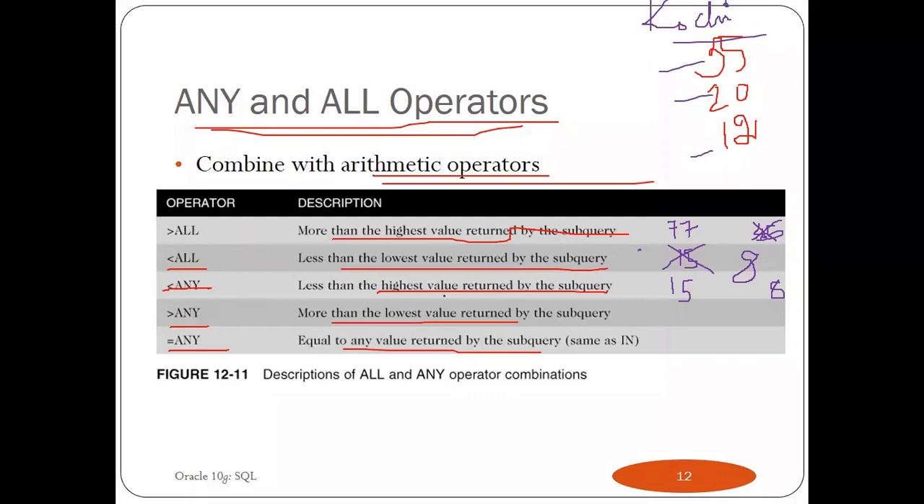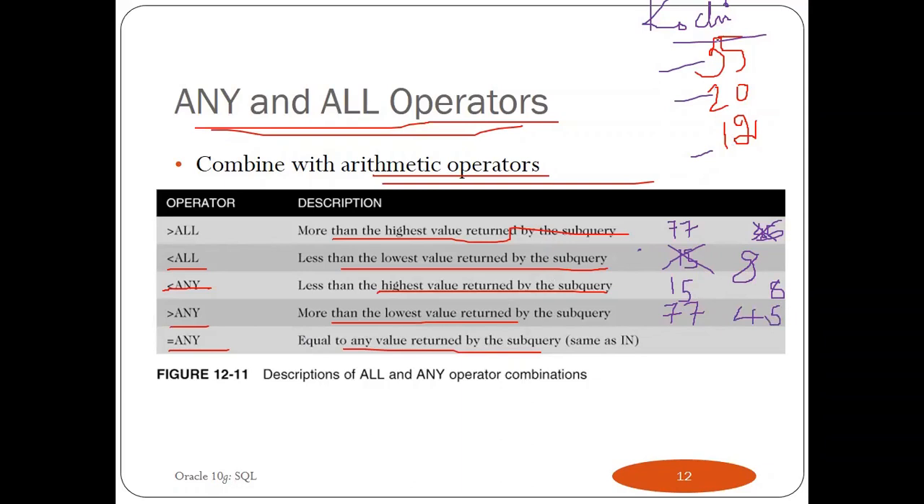Greater than ANY value. Imagine you have the same 77 which I showed you first. Greater than ANY means it should be greater than any value, either greater than 55 or greater than 20 or greater than 12. 77 will qualify. Let's even see 45.